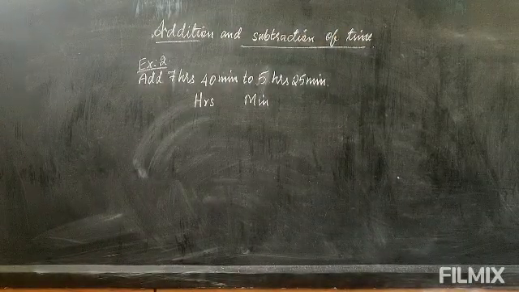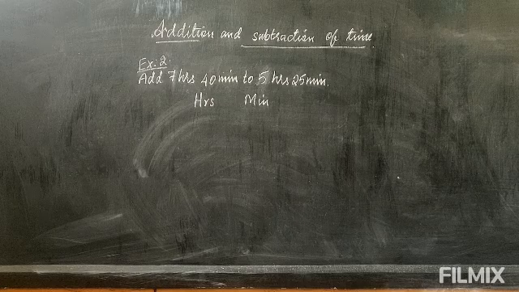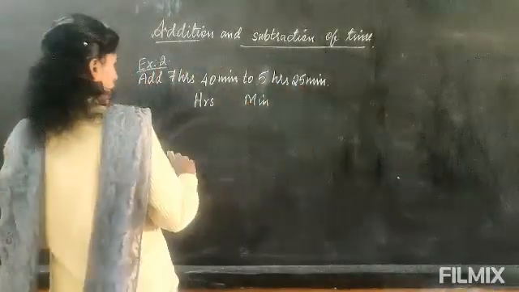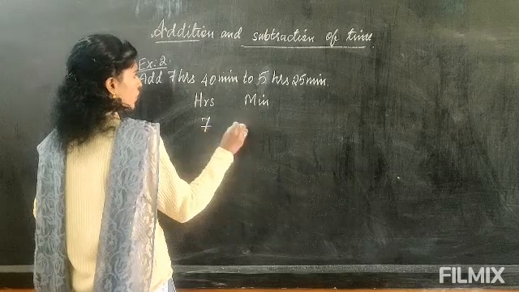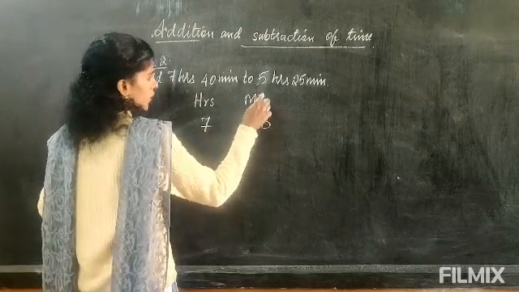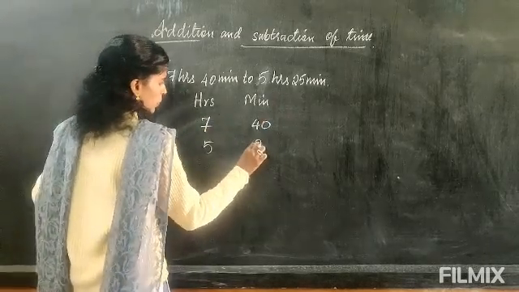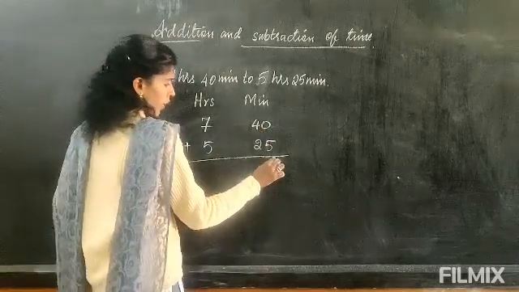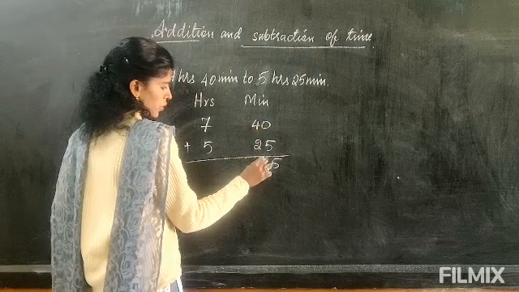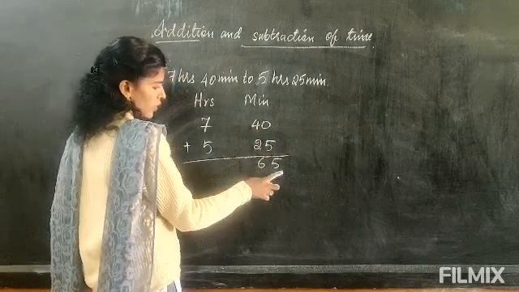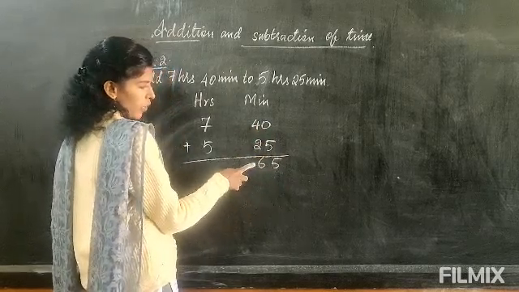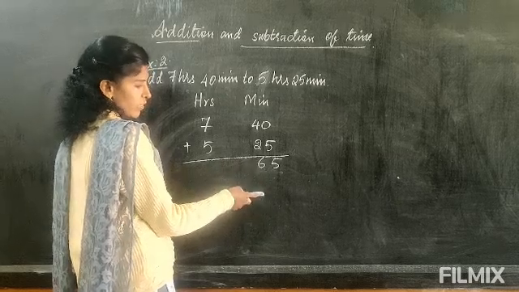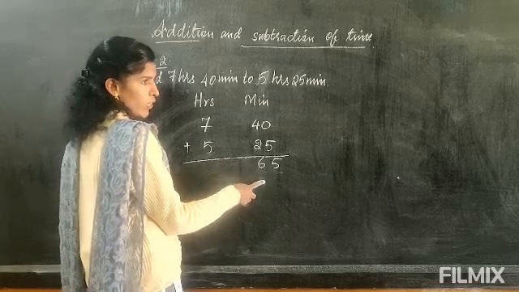Now let's see the sum with the carry over. Now here 7 hours 40 minutes, and again here 5 hours 25 minutes. Let's add now. 0 plus 5, 5. 4 plus 2, 6. Listen, here it is 65. 65 is more than 60. So when it is more than 60, you have to convert.